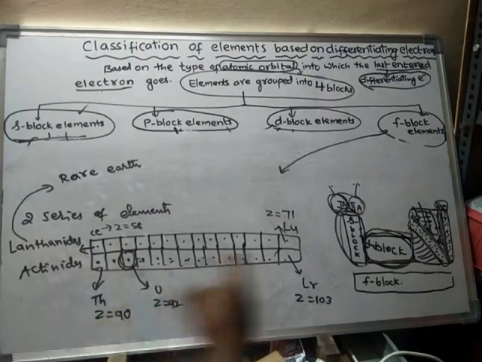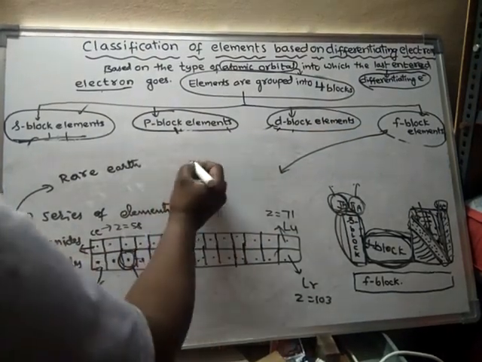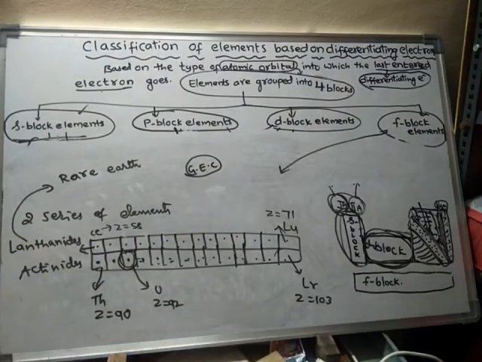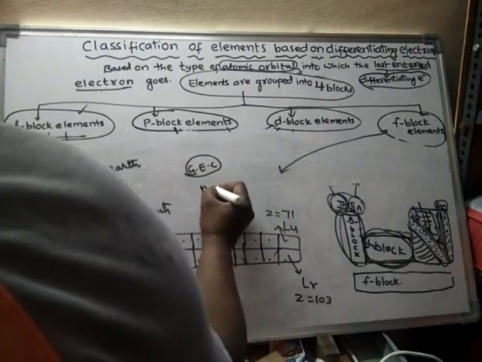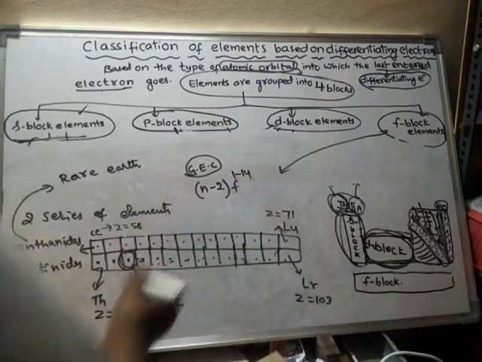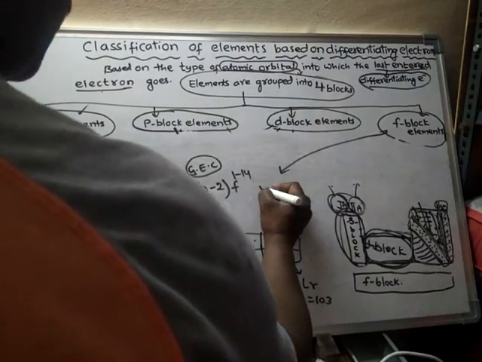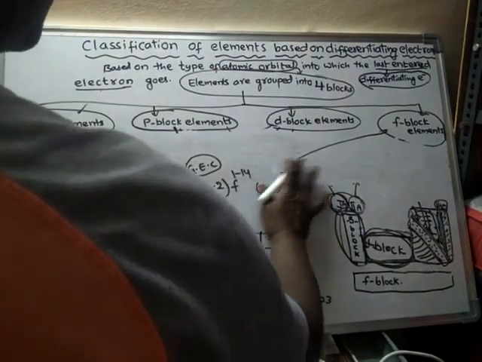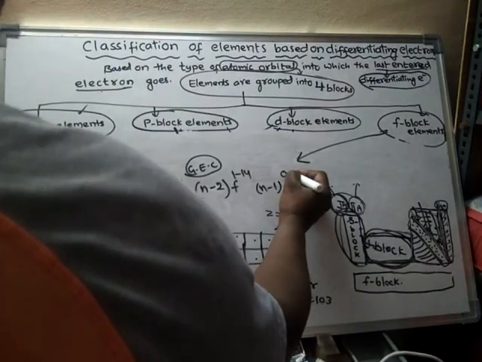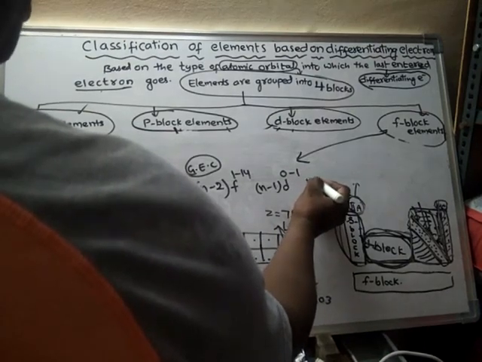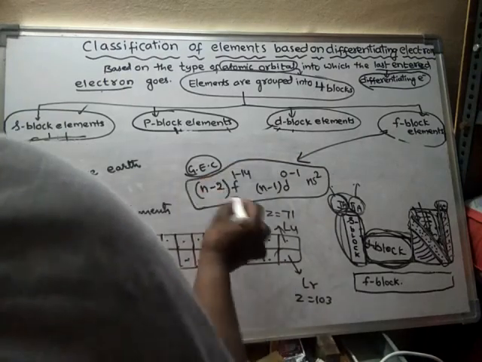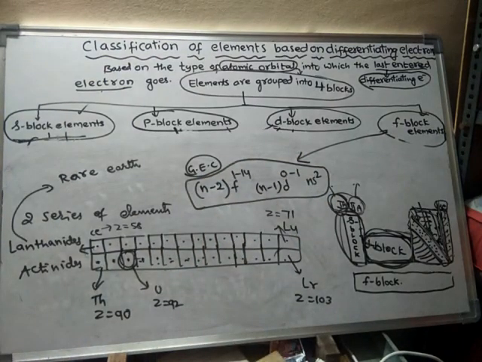See, the general electronic configuration of F block elements will be like this. The general electronic configuration of F block elements can be written like this: (n-2) f 1 to 14, (n-1) d 0 or 1, or else 0 to 1, and ns2. So this is the general electronic configuration of F block elements.